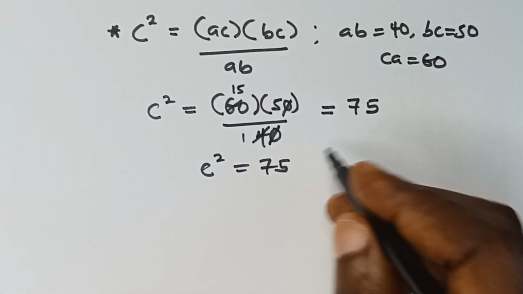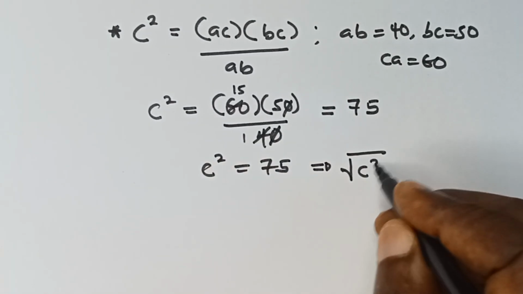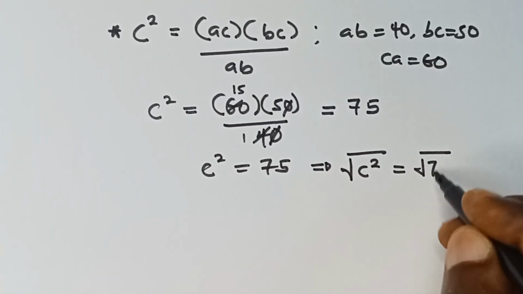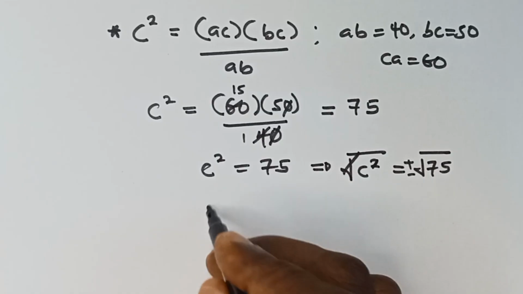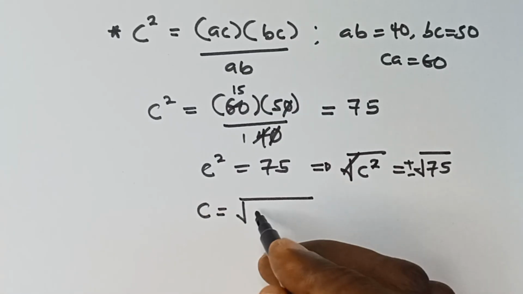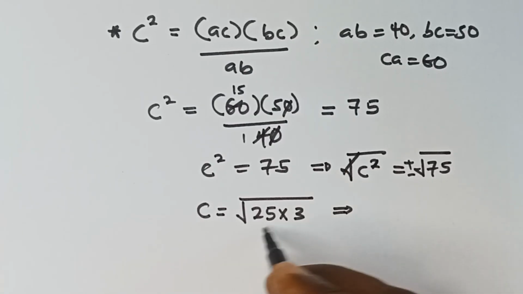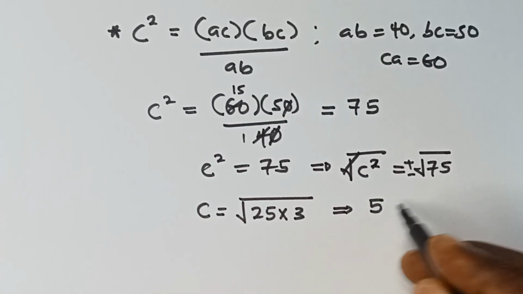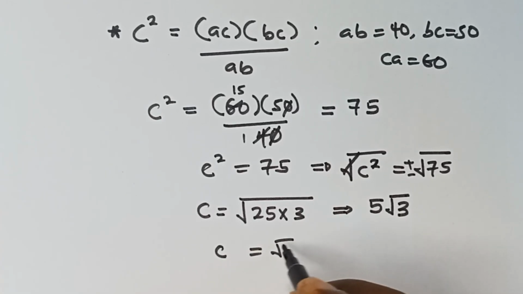All right, so we can now take the square root of both sides. The square root of C squared equals plus or minus the square root of 75. The square cancels the square root, so C equals, taking the positive side, 75, which is the same thing as 25 times 3. The square root of 25 is 5, so that will be 5 root 3. Our C equals 5 root 3.